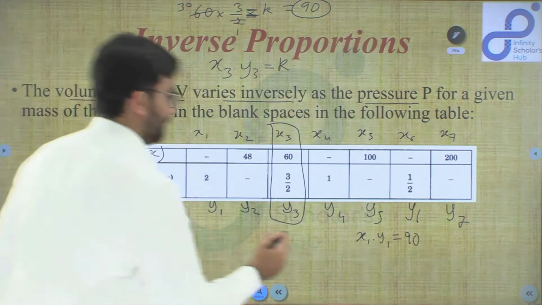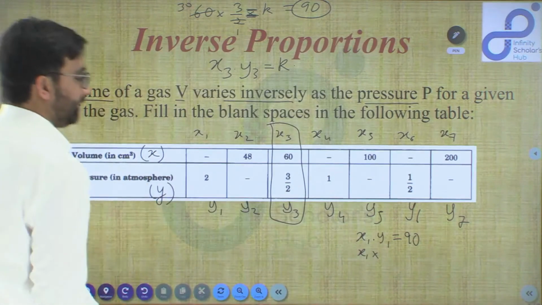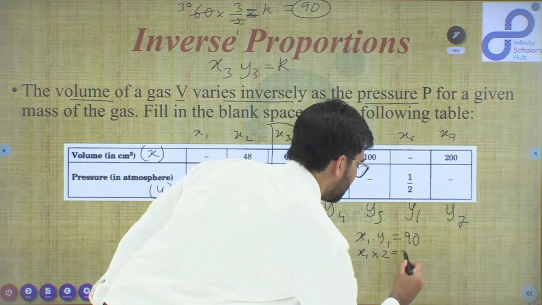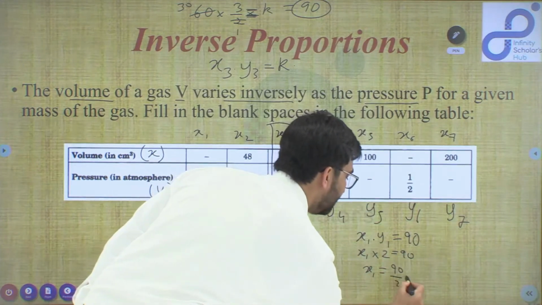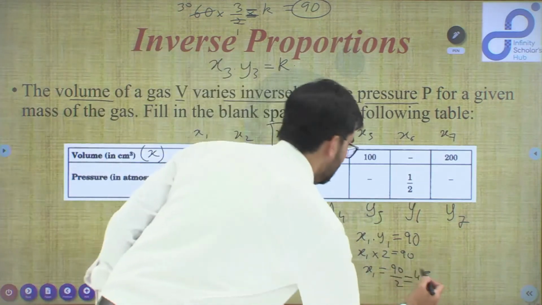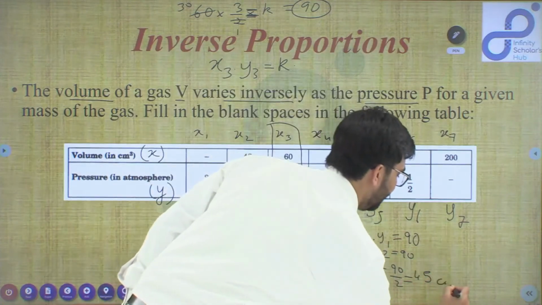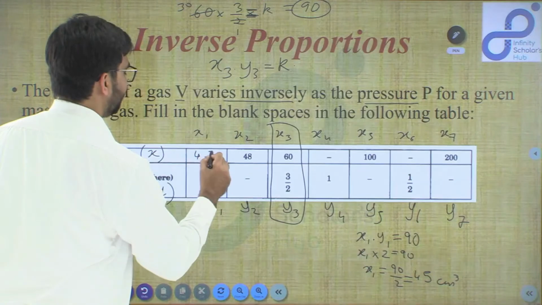So x1 is not given to us, so I will write x1 as it is, multiplied by y1 is given to me, so I will write 2 equals to 90. So your x1 equals to 90 by 2, this will give me 45. Okay, and the unit is centimeter cube. Okay, so over here it should be 45.